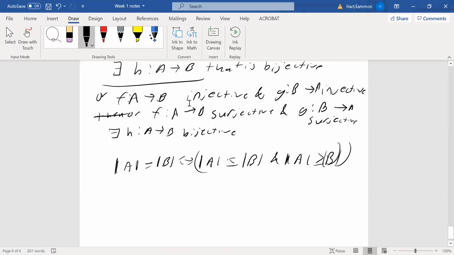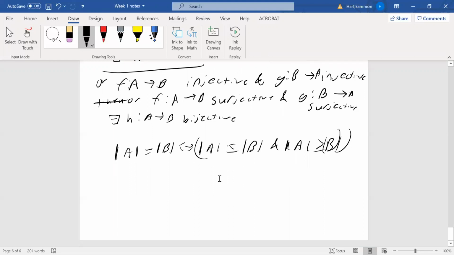Similarly, on this level, if we have A to B is injective and B to A is injective, that tells us that the cardinality of A is less than or equal to the cardinality of B, and the second one is that the cardinality of B would be less than or equal to that of A, which is equivalent to this statement. And then surjective and surjective just means that the cardinality of A would be greater than or equal to the cardinality of B, and here that the cardinality of B is going to be greater than or equal to the cardinality of A.